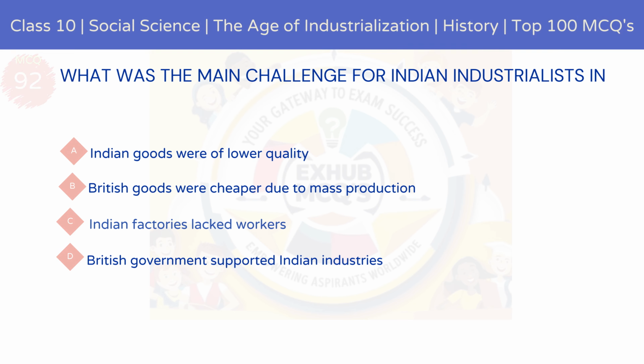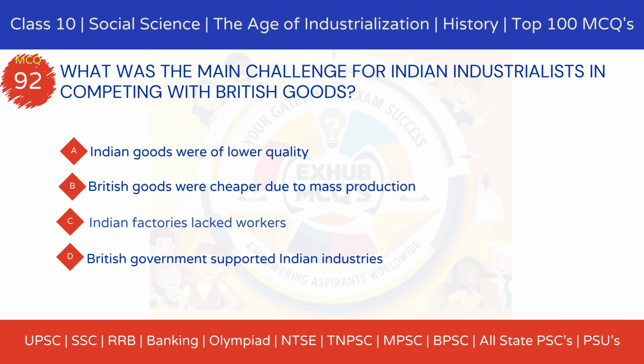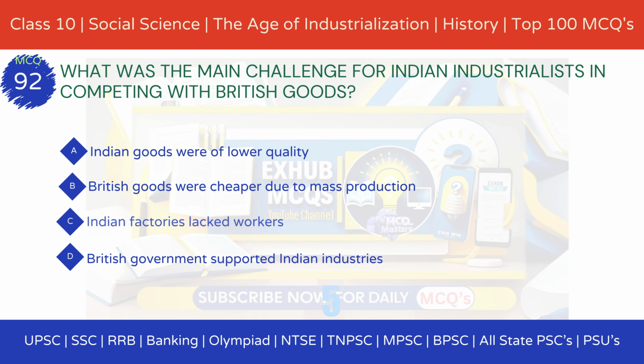What was the main challenge for Indian industrialists in competing with British goods? Option A. Indian goods were of lower quality. Option B. British goods were cheaper due to mass production. Option C. Indian factories lacked workers. Option D. British government supported Indian industries.